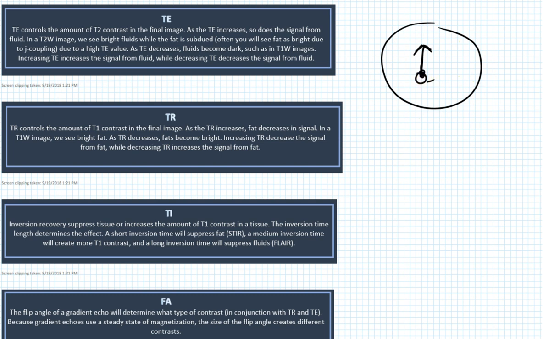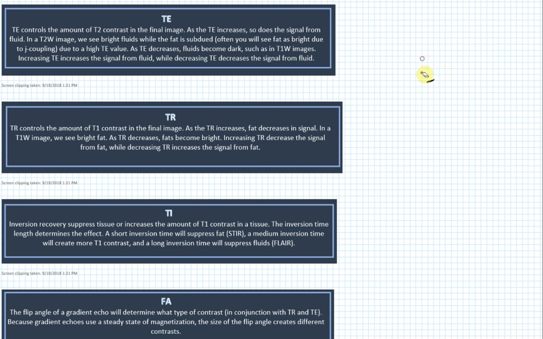All right, this is a top-down view of how we normally look at atoms. So TE is the amount of dephasing that occurs before we use the 180-degree RF pulse in a spin echo, or a gradient in a gradient recalled echo, how much dephasing is allowed to occur.